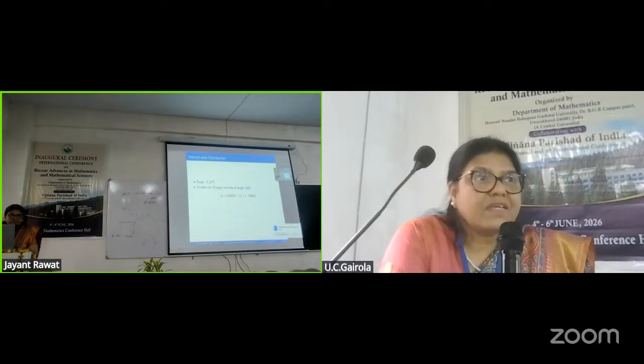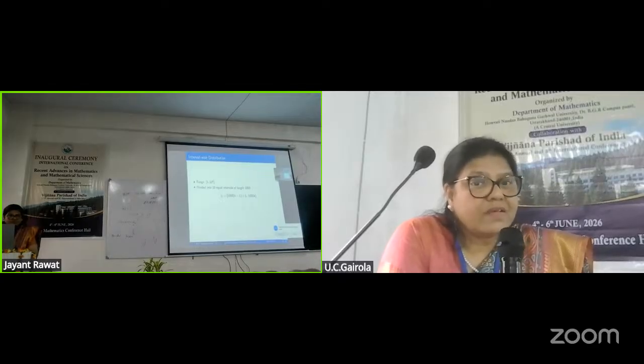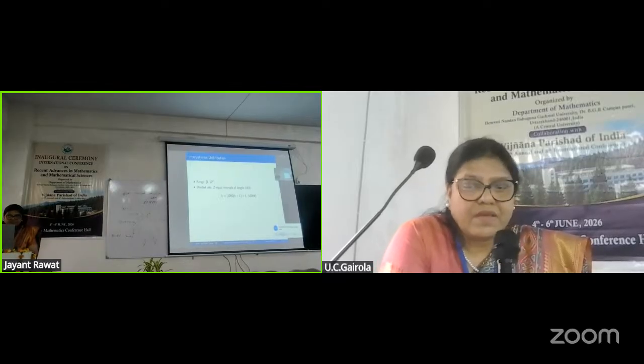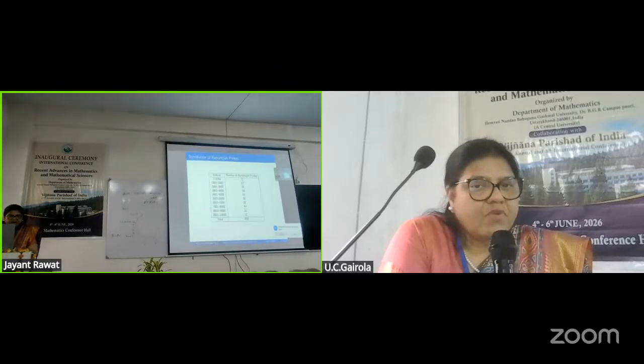So now we divide, because I just want to go towards entropy. I will divide this 1 to 10,000 into 10 equal intervals by defining the interval as 1,000 times k minus 1 plus 1 up to 1,000 k. And we counted Ramanujan primes in each interval.